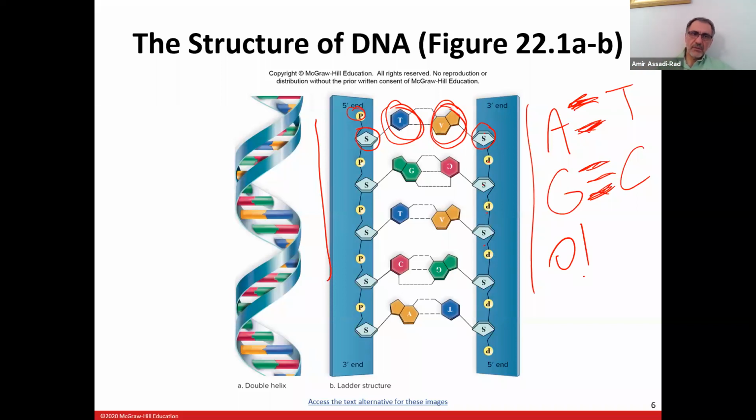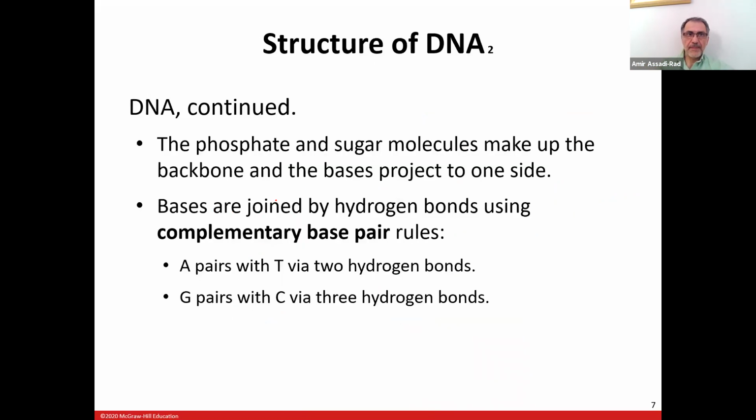Okay, so that's DNA, a helix. Sometimes they call it the alpha helix. So it is a double helix. That's the structure of it, and these are the legs of the ladder. These are the rungs of the ladder. But anyhow, let's move on.